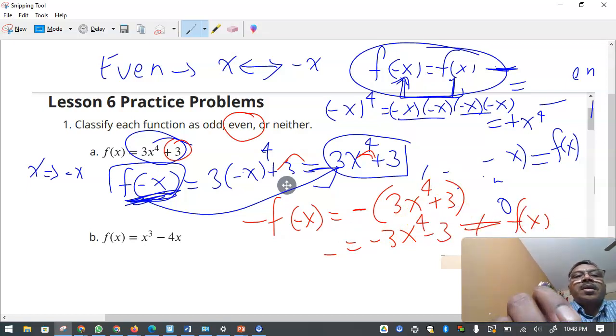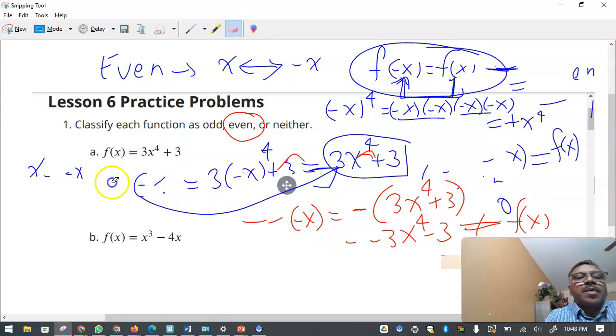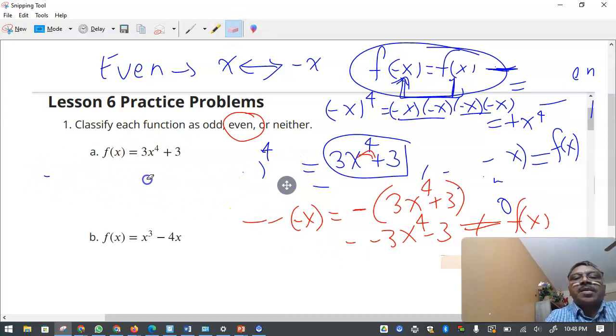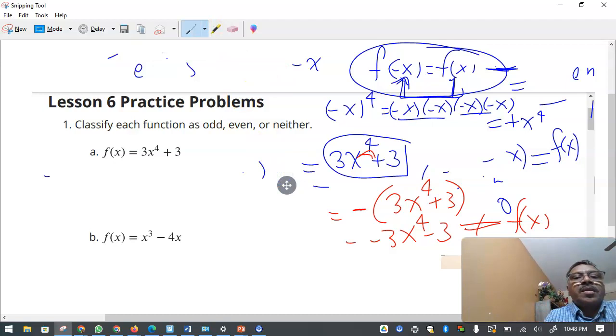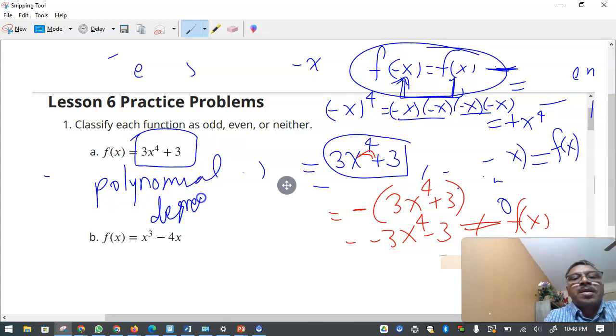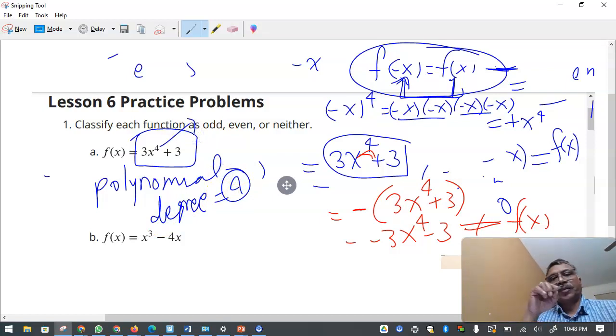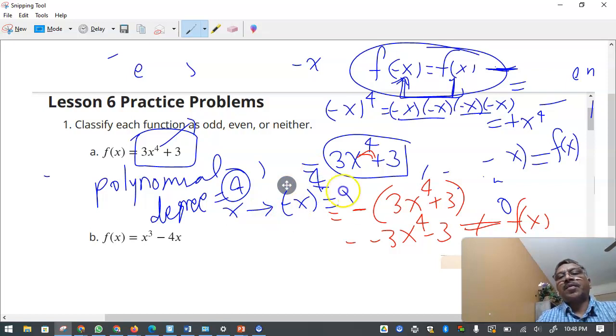So that's not odd. There is also a shortcut trick for this kind of problem as we progress. For these four examples, you better write all the steps. Or you can just see the degree of this polynomial. This is a polynomial of degree 4. No matter what, if it is degree 4 and you replace x with minus x, raised to 4, it will always give you back the same thing. So this becomes even. Look at the next question here.